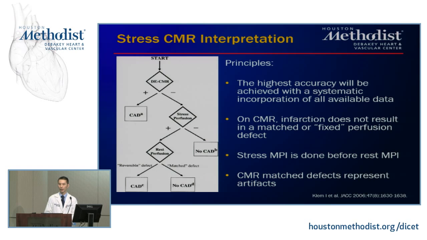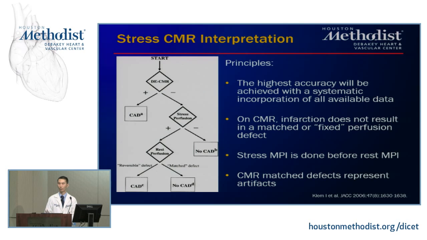Okay. If it's negative, then you go on to the next stage, and if you see no abnormality, then you're done. This patient has no CAD. That's the end of that algorithm. But if you do have a positive defect, a perfusion abnormality on the stress that's suggestive of possible CAD, then you look at the rest. And the reason why we need the rest perfusion in this case is because if it turns out that you have a defect that goes away on rest, just like with nuclear, a quote-unquote reversible defect counts as definite ischemia.